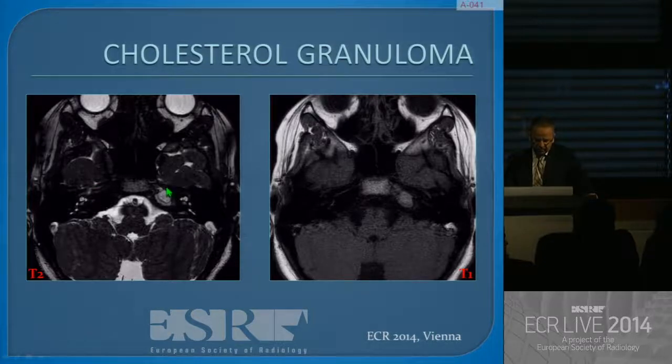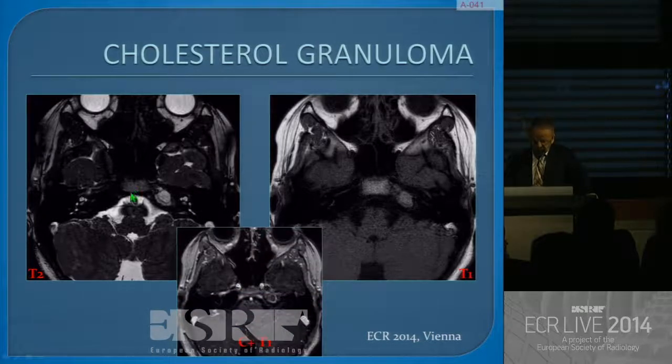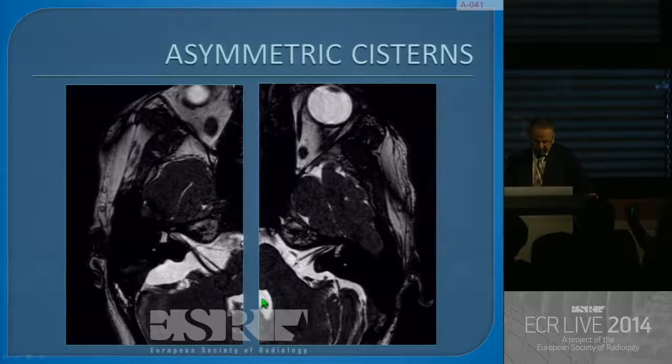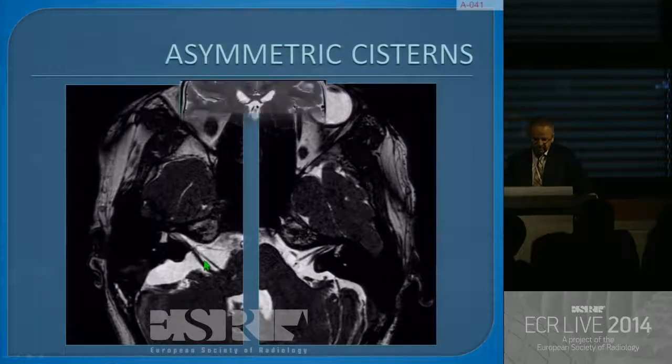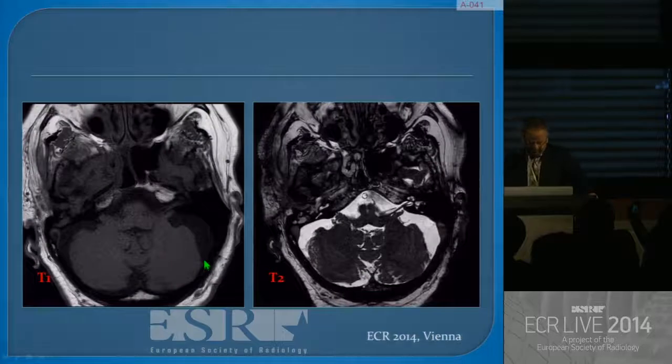In this case of cholesterol granuloma, we can see the affected side looks brighter than the fatty marrow, and on post-contrast series, a ring type of enhancement can be seen in cholesterol granuloma. Asymmetry may also involve the cisterns, as is seen in this case. On the right side, the cerebellopontine angle cisterns are larger than the left side.